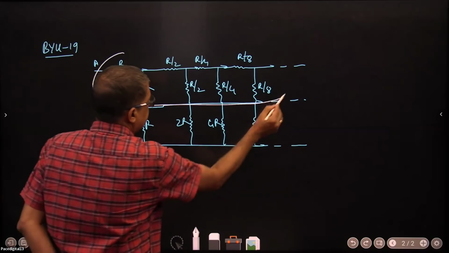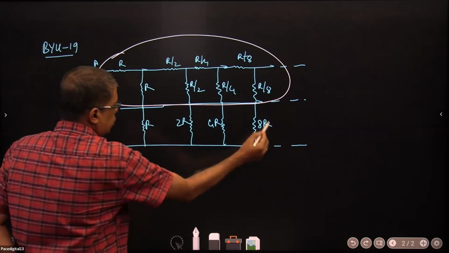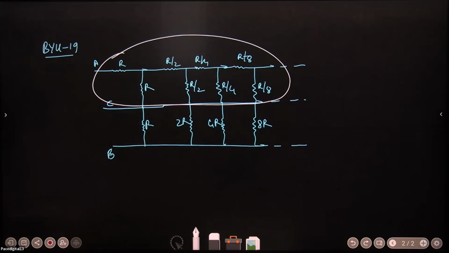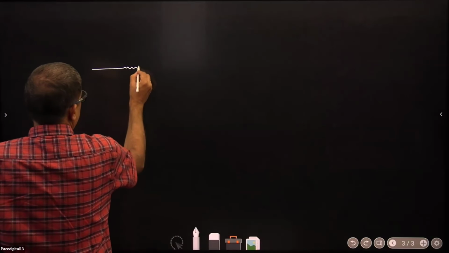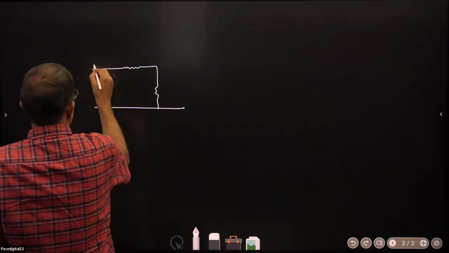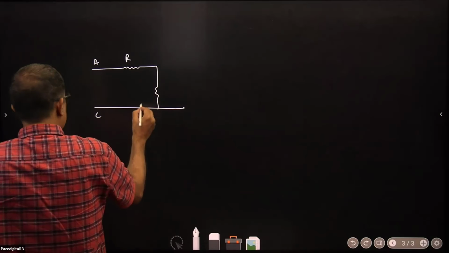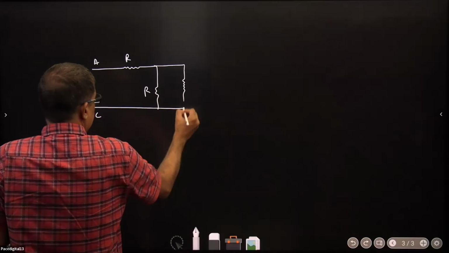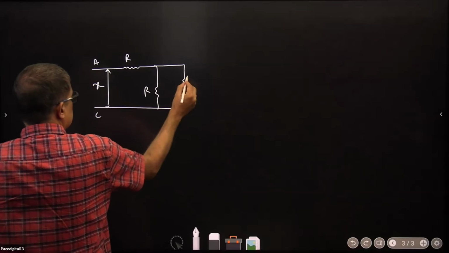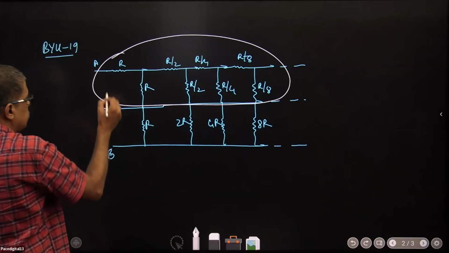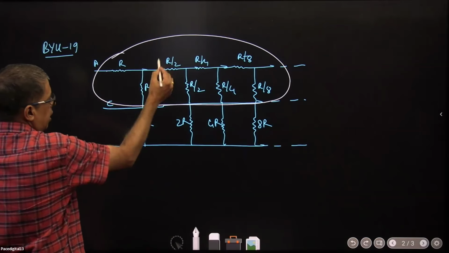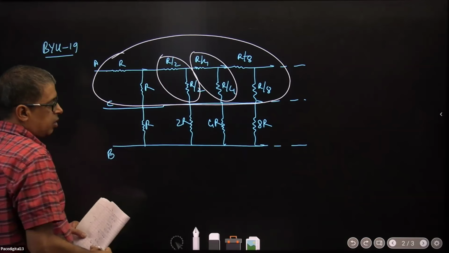Here you will split this into one part, this into one part. The upper part is an infinite series. How do you go about with that? I use it on the next page. I'm finding out between A and C. Between A and C, this will be R, this will be R. If here the equivalent resistance is X, this will be X by 2. Between A and C, you people can see this is between A and C. Here, every building block decreases by a factor of half.